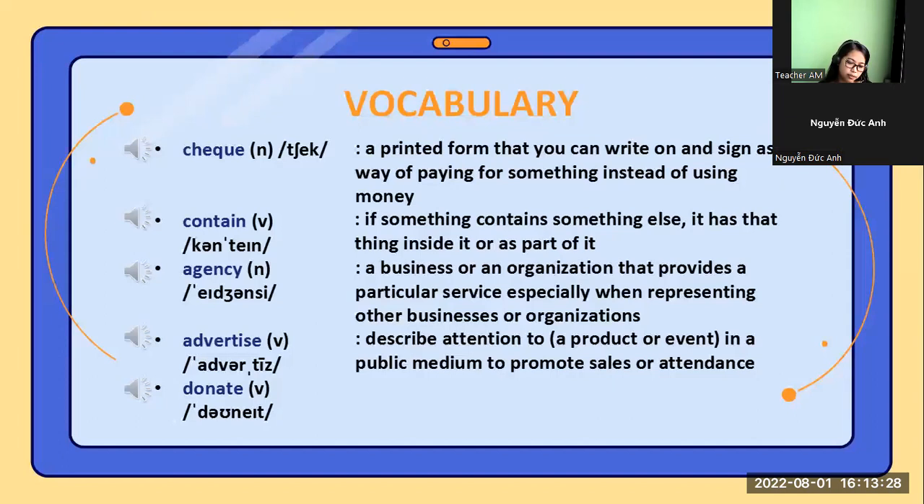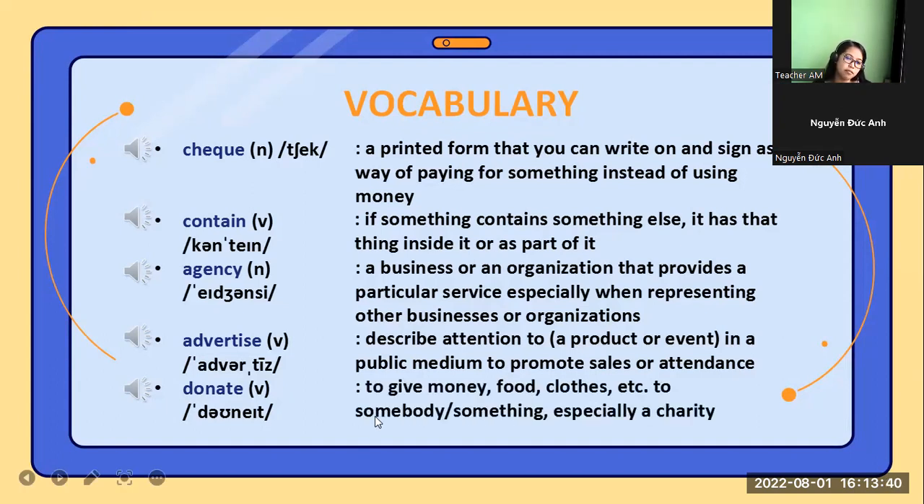What's the definition of donate? To share a part of money to support it. This means to give money. It can be food, money, clothes to somebody, especially a charity. Okay. So do you have any question regarding the words from our vocabulary?